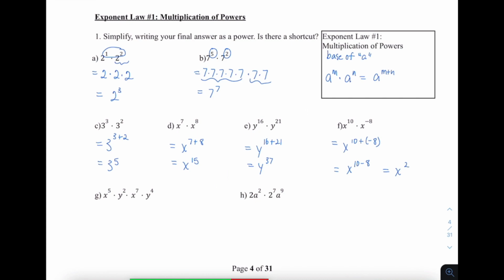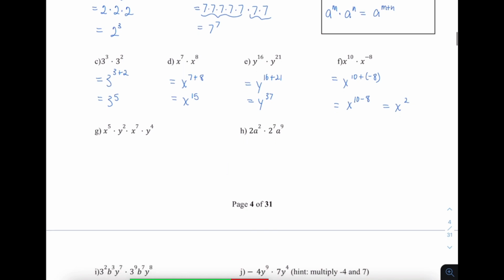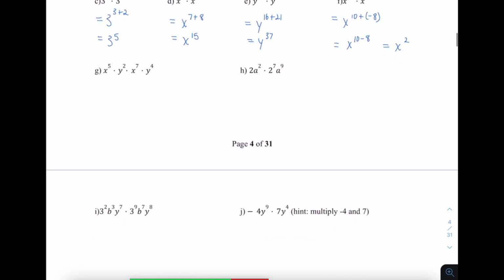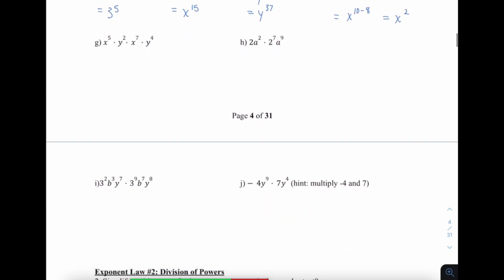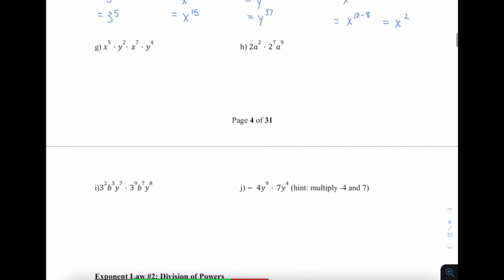Now, if I come across any bases that are not similar to each other, what I can do is rearrange them in groups. I can rearrange this because I'm allowed to do that with multiplication. And now I can use the rule on the bases that are the same, in this case x and y.